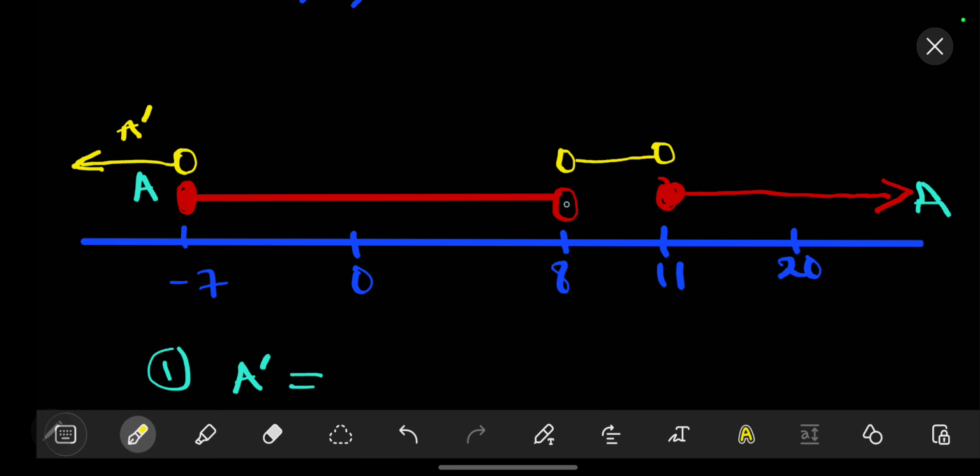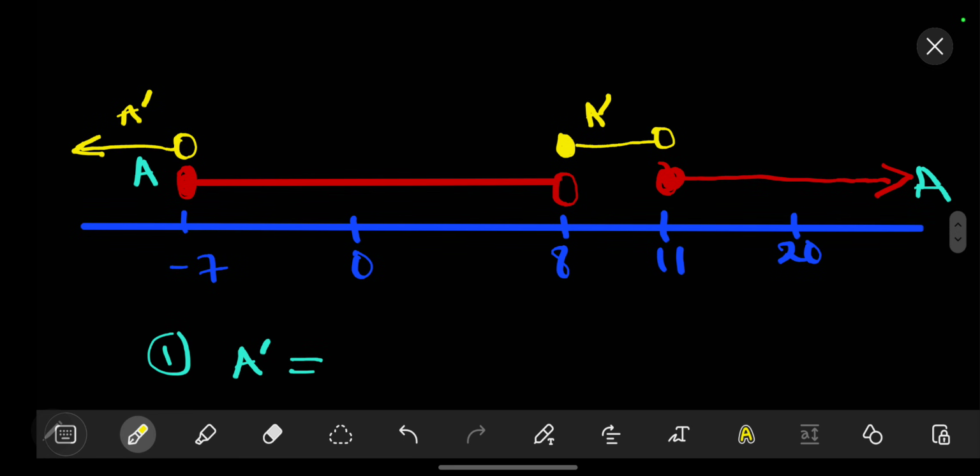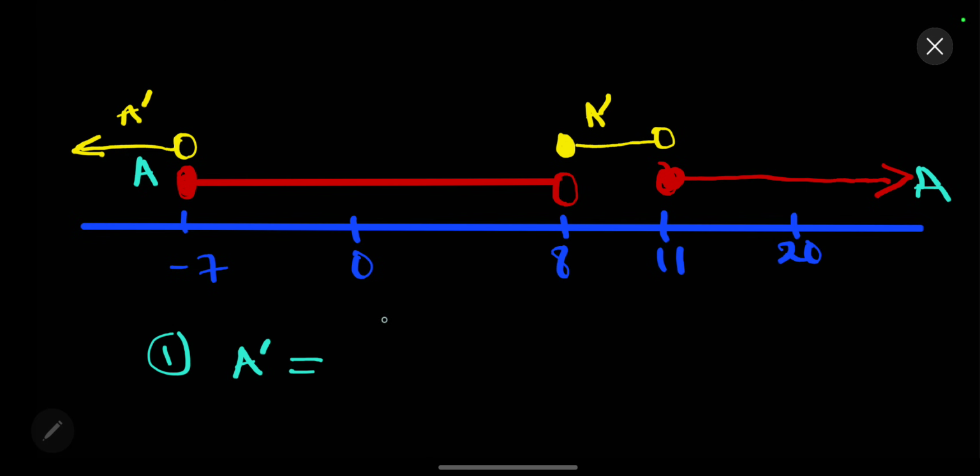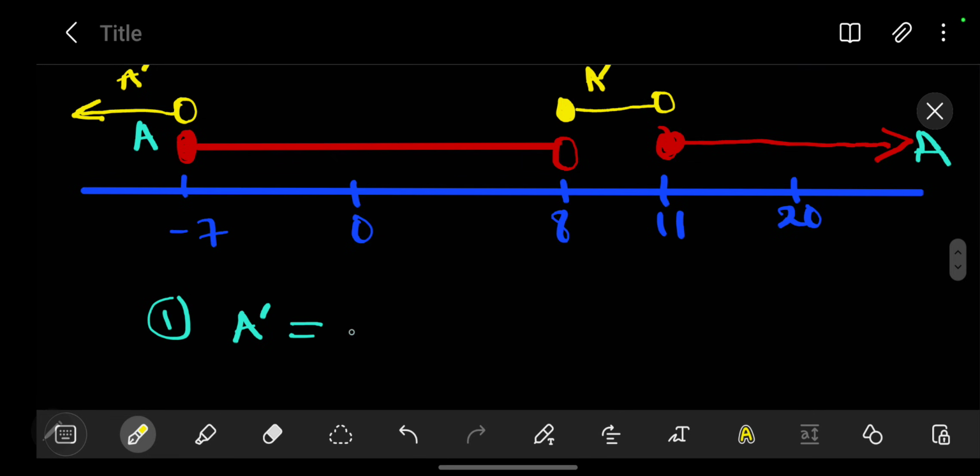Since 8 is not part of A, we are going to shade this and say that 8 should be included in A complement. However, 11 is included in A, so we are going to have an open circle there. To label our A complement, since it is going to negative infinity, our answer will be open bracket negative infinity, comma, -7, since our -7 should not be included.